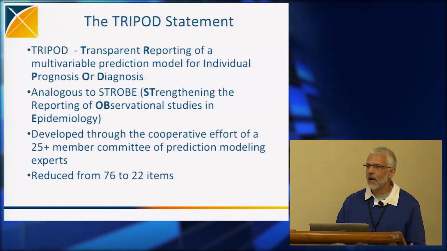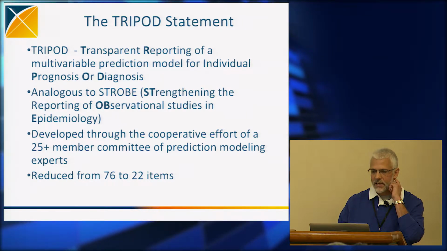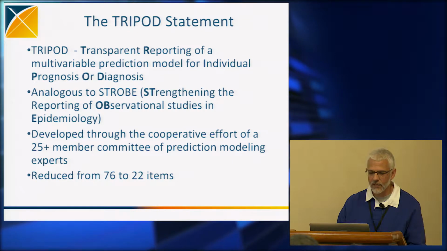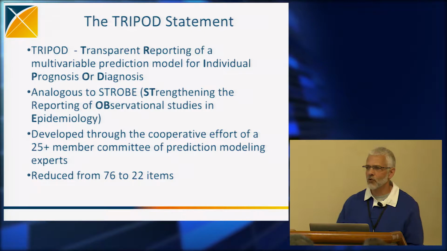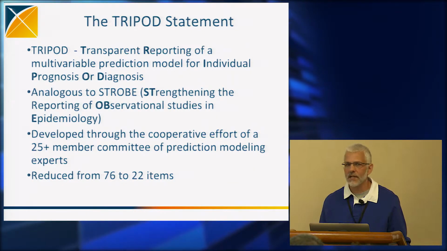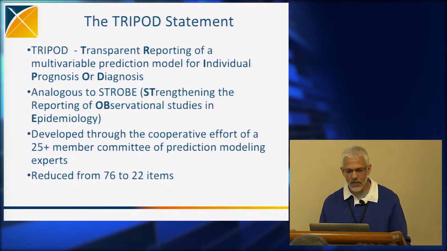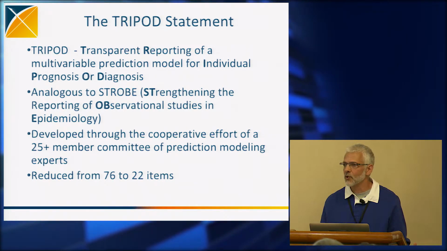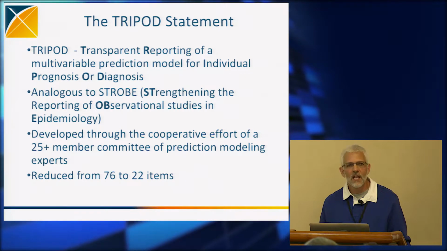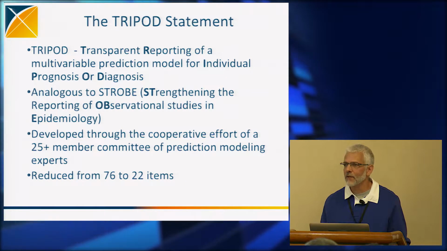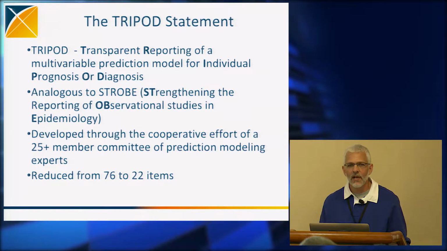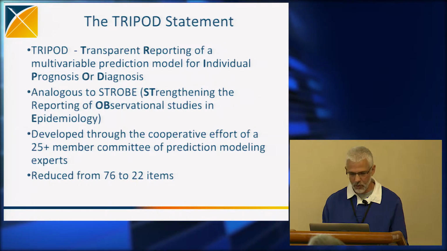So we get to the TRIPOD statement, and the TRIPOD statement is a framework for reporting on prediction modeling. It's similar to STROBE. I don't know if you've seen STROBE, for observational data sets, to improve the reporting and give good reporting for observational data sets. TRIPOD was built from a committee of 25 plus members who are experts in the field of prediction modeling. They started out with over 75 possible parameters that you'd want to include in the reporting, and they winnowed that down to about 22, which you see in your handouts.